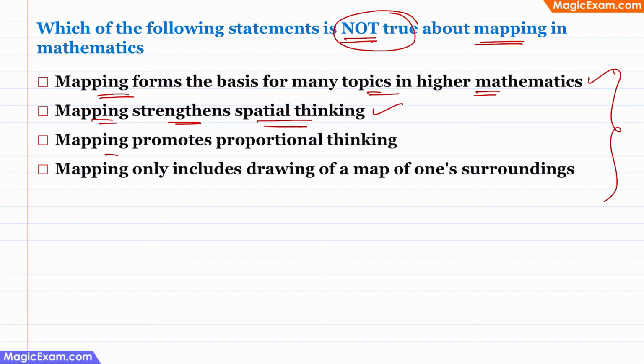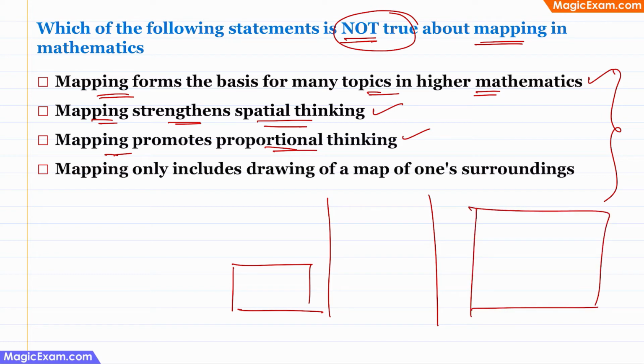Then mapping promotes proportional thinking. This is also correct because when you are drawing a map, you'll say the house is this much, and you will create a road saying that the road is this wide as compared to the house, and you look at the size of the school and you'll say my school is this much, whereas my house is only this much. So you are thinking about things in a proportional manner as to what their size is or how they compare. So mapping promotes proportional thinking is also a correct statement.